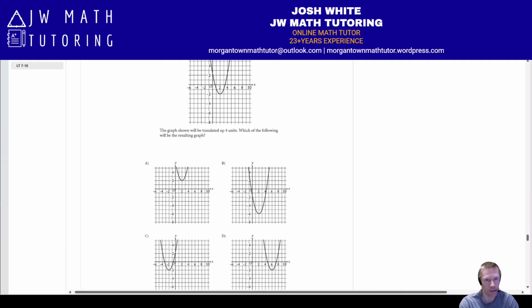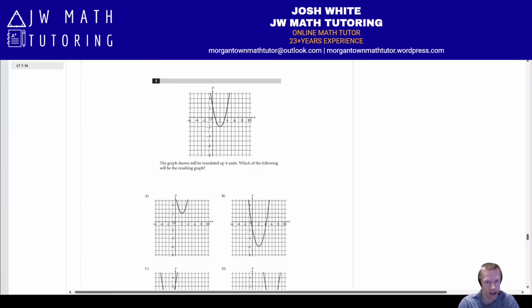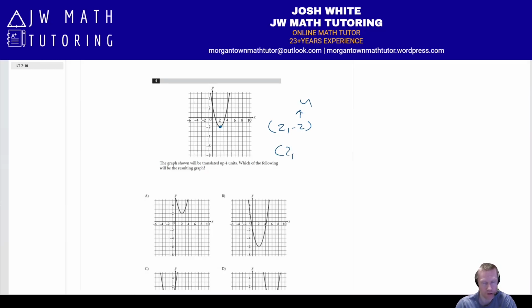Moving on to the next page, question number 4. Here we have a graph of a parabola, a quadratic function, and we're shifting the entire graph up 4 units. So what is the result? Notice the vertex, which is right here at (2, -2), is going to be shifted up 4 units. So the new vertex is going to be at (2, 2), because -2 plus 4 is positive 2. Basically, it's just going to go straight up here.